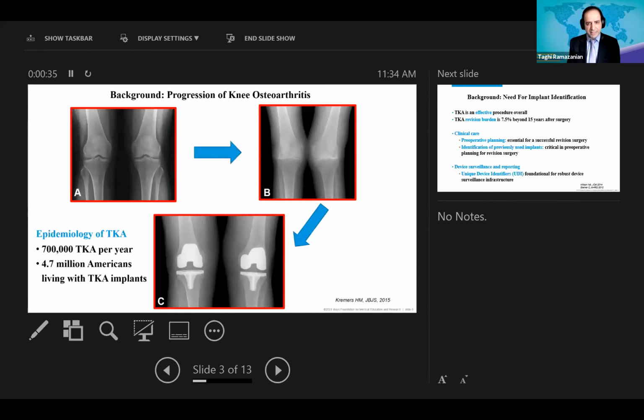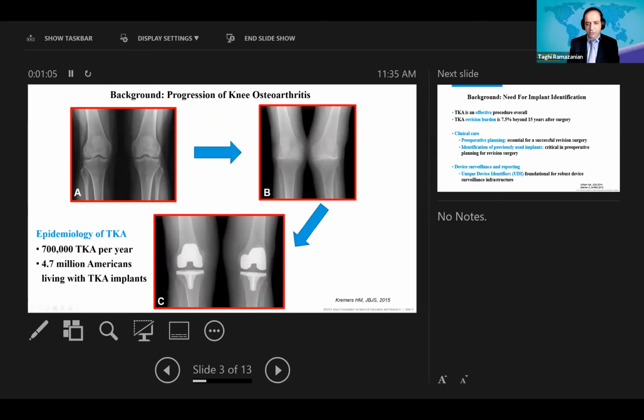So here you can see a little bit of background of progression of knee osteoarthritis. This knee X-ray shows the disease process that leads to knee arthroplasty. Figure A is a front view or AP view of a normal, healthy knee. As you can see, there's a space between the femur and tibia, which is filled with cartilage and it's radiolucent. It means that we cannot see it in an X-ray.